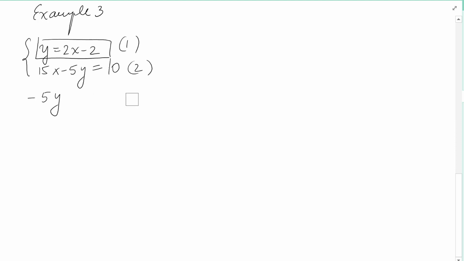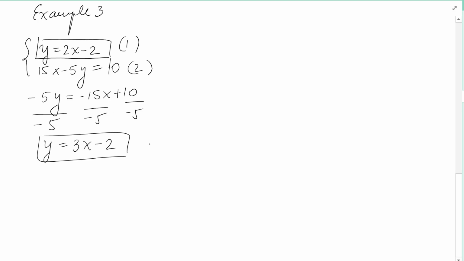Oh, sorry, I want to move it. So y equals negative 15x plus 10. So we move the 15x to the other side. We divide by negative 5 every single term. And we get y equals 3x minus 2. So that would be the second line that we want to graph.